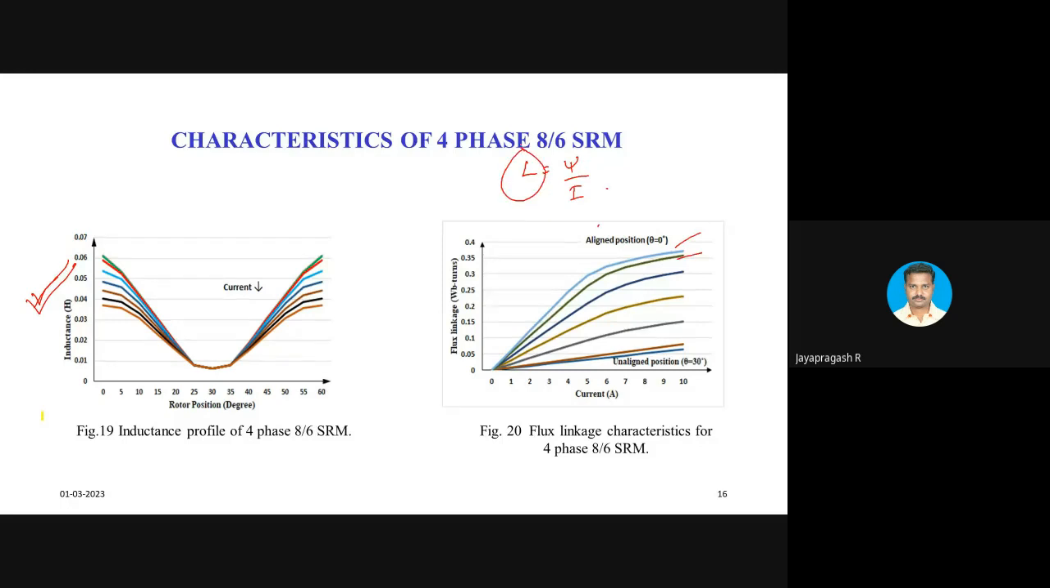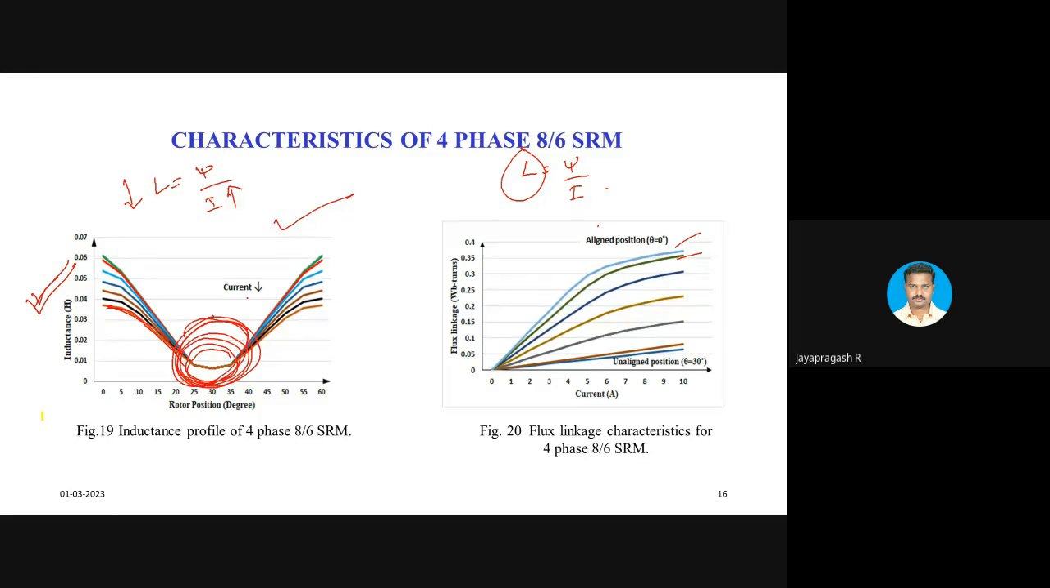So using Excel, you can plot the inductance characteristics. Look at this. This is the inductance characteristic. Inductance equals flux linkage by current. That is, when the current increases, inductance will decrease. So the bottommost curve corresponds to a large value of current. And look at this at the unaligned position. Whatever may be the variation in the current, the unaligned inductance never changes.